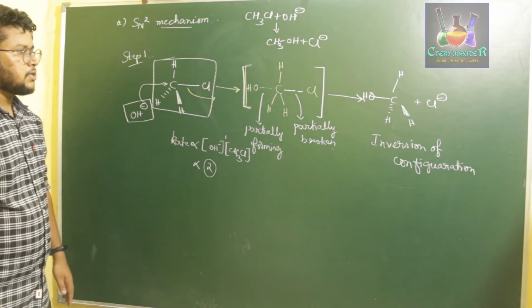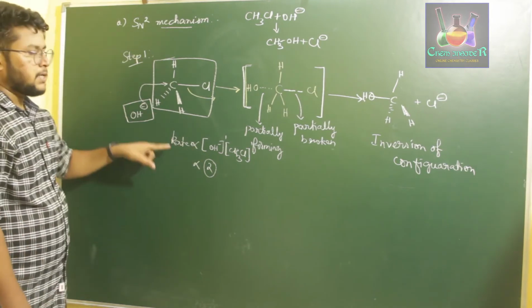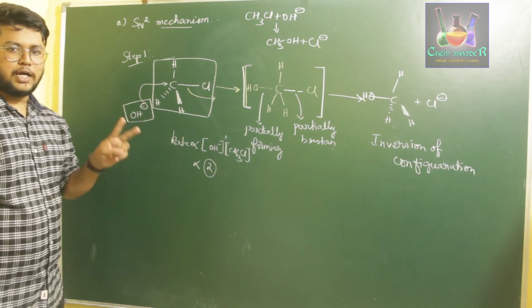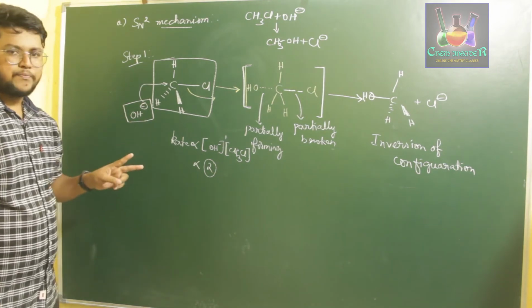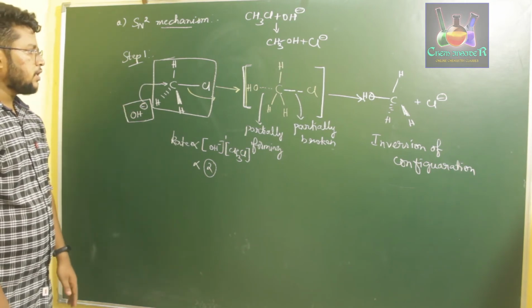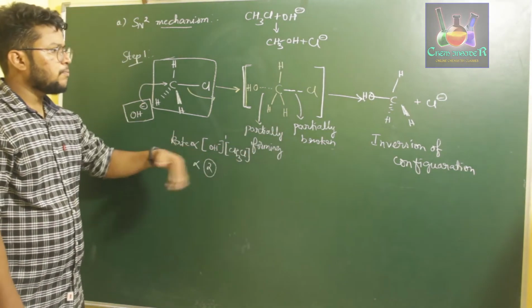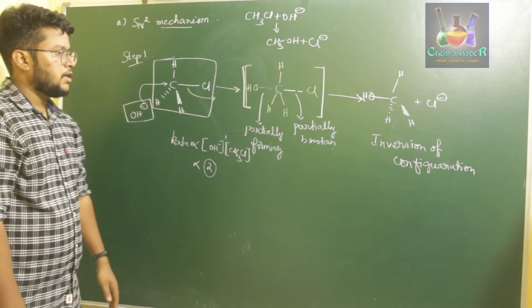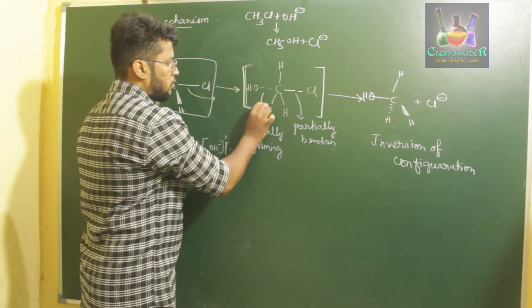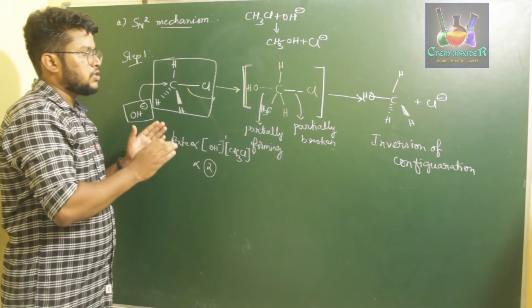SN2 mechanism takes place in a single step. Remember, SN2 mechanism takes place in a single step and the rate of reaction depends upon both the OH minus ion and CH3Cl. Now, the order of reactivity of these compounds is such that the more hydrogen atoms, the more rapidly the reaction takes place. If you replace one of the hydrogens by CH3, the reaction slows down a bit.